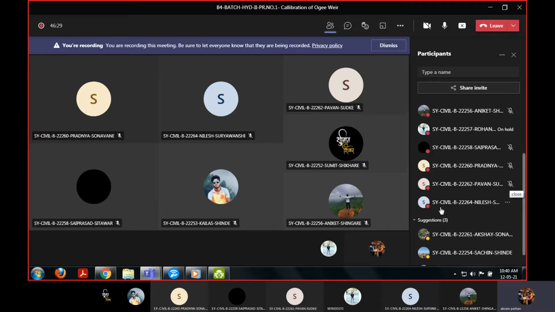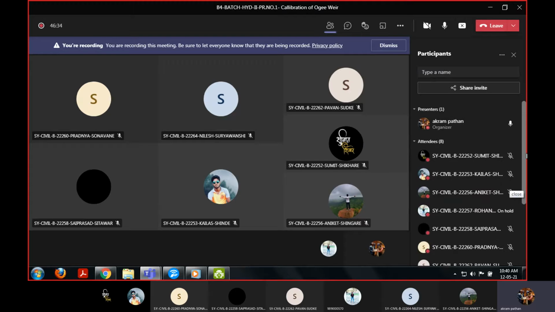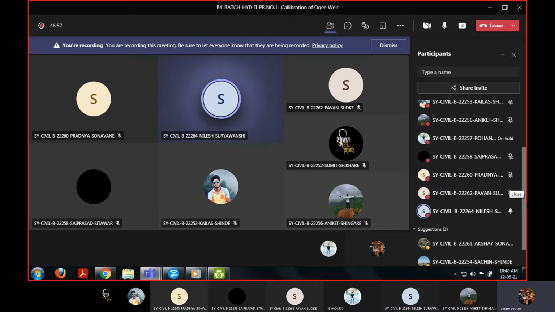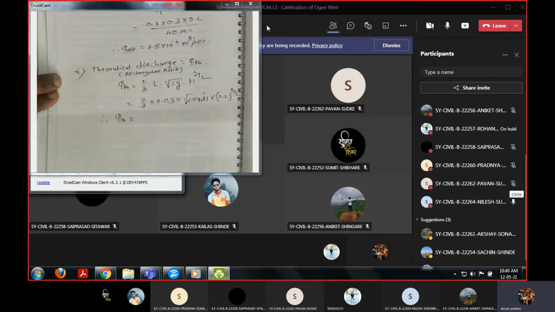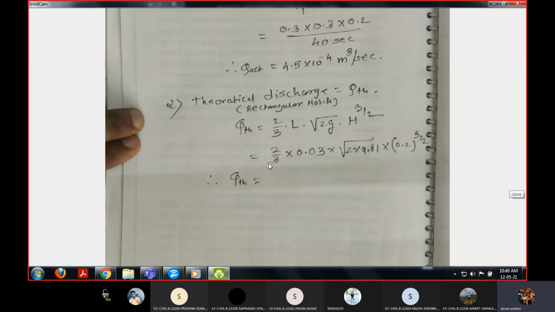प्रज्ञा सोनावणे is there? साई प्रसाद, निलेश सूर्यवंशी. Yes, sir. How much is the theoretical discharge? Yes, can you tell me? Calculation करू शकता तुम्ही?